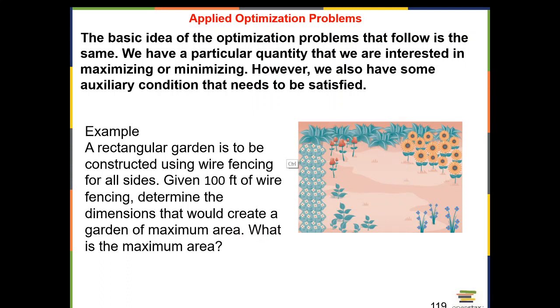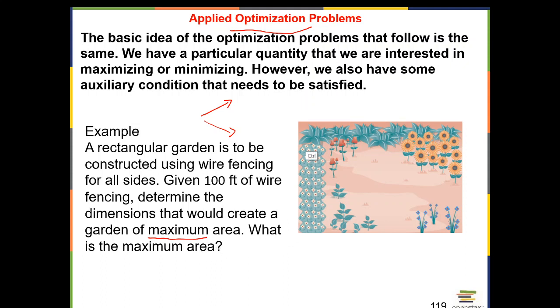So the problem usually involves an objective function that needs to be optimized, right? So optimization involves either minimization or maximization. Either you maximize or minimize the objective function. That's what's called optimization problems. So in this case, what we have to optimize is the area of this garden. Now in this case, we want to maximize it, right?